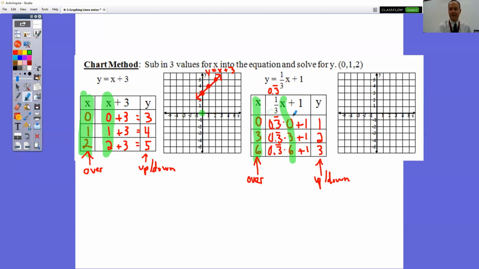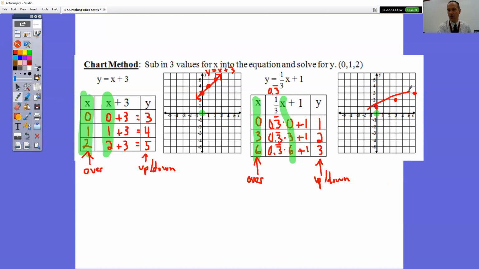Remember, when you start graphing points, we always want to start right here, right in the middle at 0, 0. So we're graphing the point 0, 1, over 0 up to 1. 3, 2, starting in the middle, over to 3, up to 2. And 6, 3, starting in the middle, over to 6, up to 3.